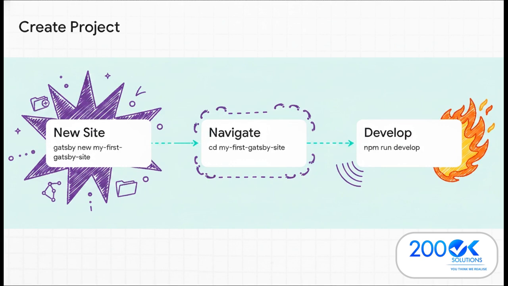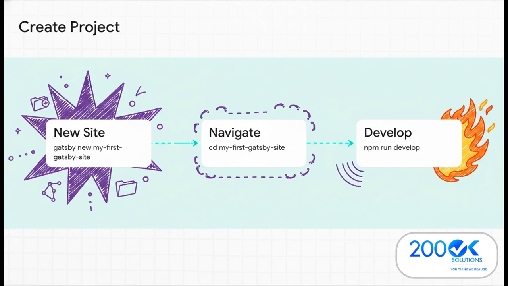Okay, let's actually create the project. These 3 little commands are your launch sequence. First, type gatsby new my-first-gatsby-site. When you hit enter, Gatsby is going to prompt you for a few project details, and then it intelligently scaffolds out all the boilerplate files, folders, and dependencies you need. It does the heavy lifting for you.